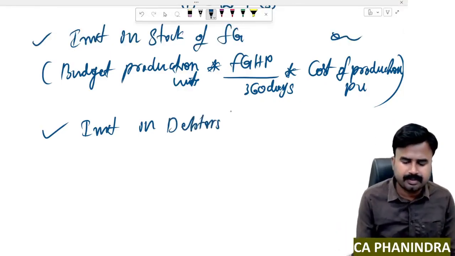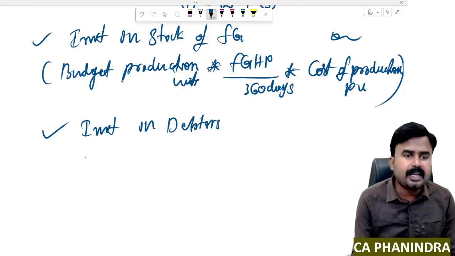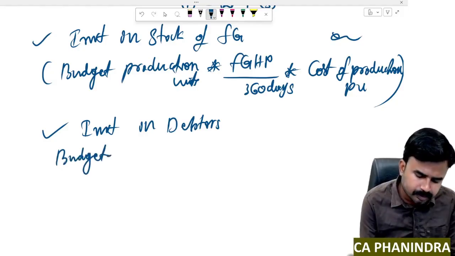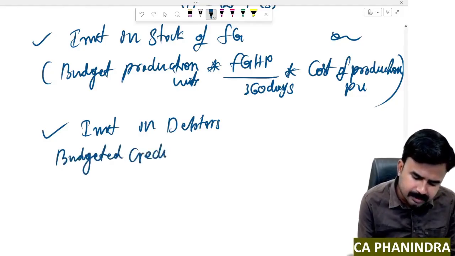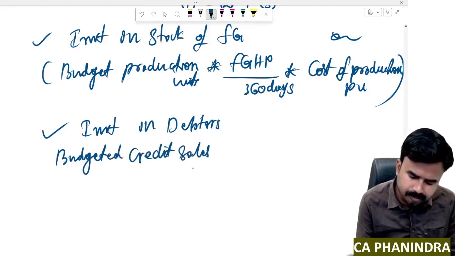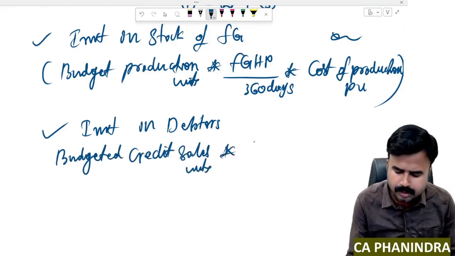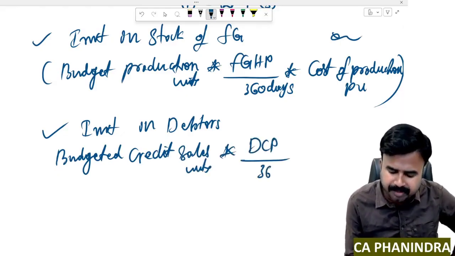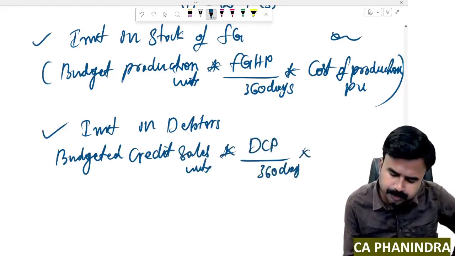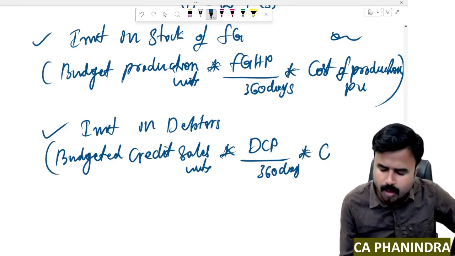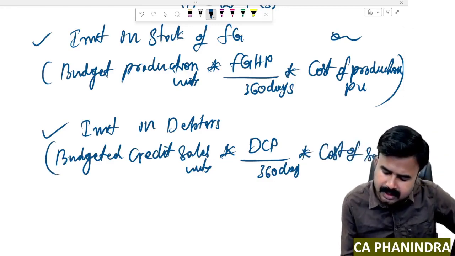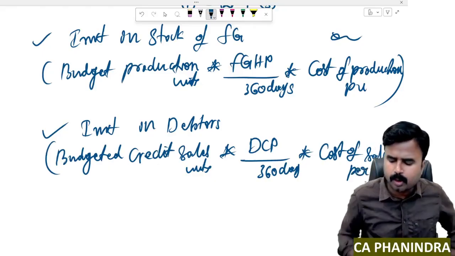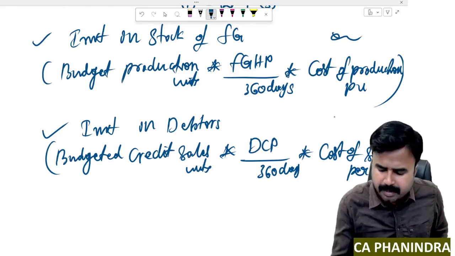Investment in debtors. The formula is, see, for debtors I must consider credit sales units. So budgeted credit sales units into debtors collection period, DCP, divided by 360 days into cost of sales per unit. See, for debtors I'll consider total cost per unit or cost of sales per unit. So this is my investment in debtors.